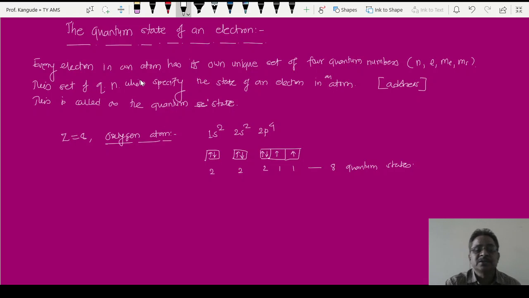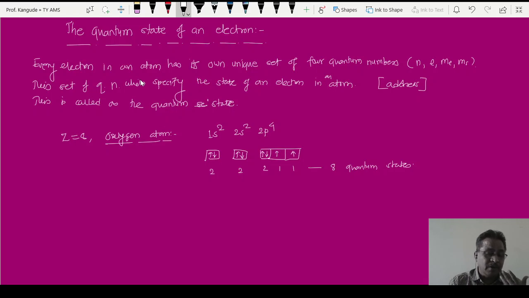The electron in this 1s2 state has n equal to 1, l equal to 0, ml equal to 0, and ms equal to plus half for the first electron. For the second electron in the 1s2, it has n equal to 1, l equal to 0, ml equal to 0, and ms equal to minus half. Likewise, for each electron we can specify the quantum state, and that's how in all such 8 quantum states are available for a neutral atom, that is called the oxygen atom.